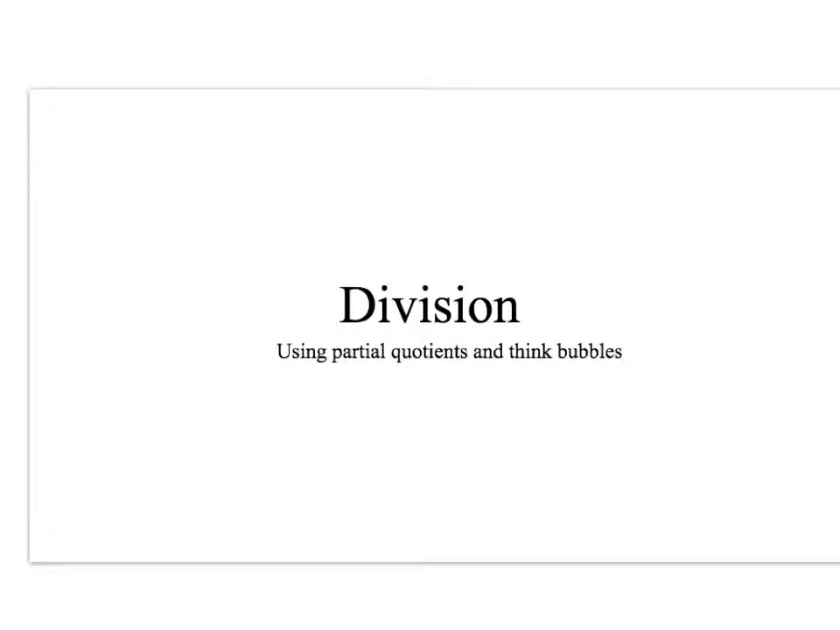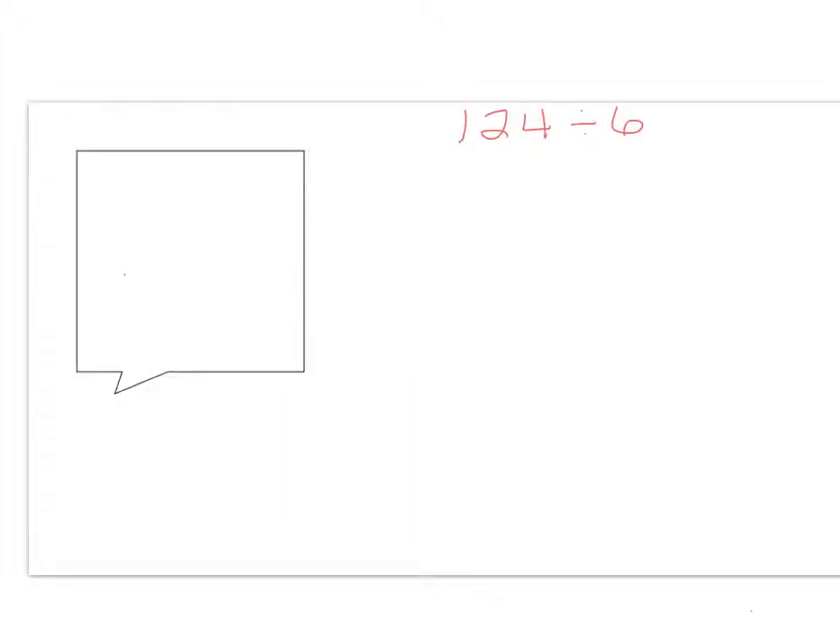In this video, we're going to look at using partial quotients and think bubbles to help us do division. Let's look at the problem 124 divided by 6. And the question I want to ask myself is how many groups of 6 are in 124?